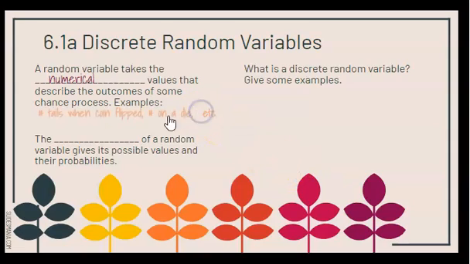So for instance, like the number of tails when you flip a coin 10 times, or the number that you roll on a die. Things like that, the numerical values that come up, those are the random variables. Now, the distribution of a random variable gives you all the possible values and their probabilities. You can display a distribution just like we've done before with a dot plot and a histogram. It's just a probability distribution.